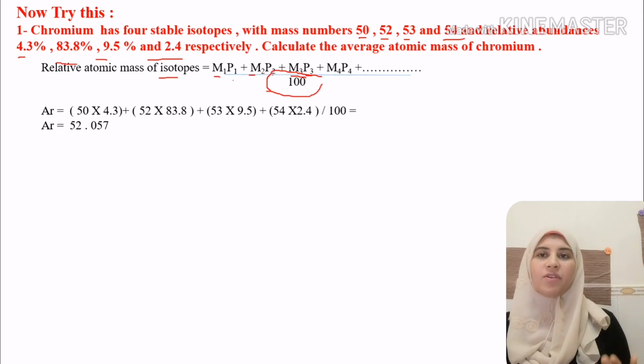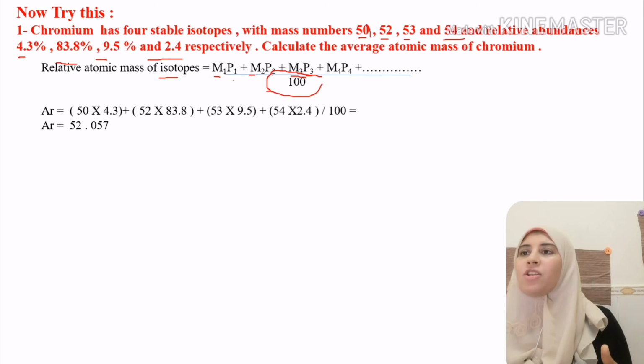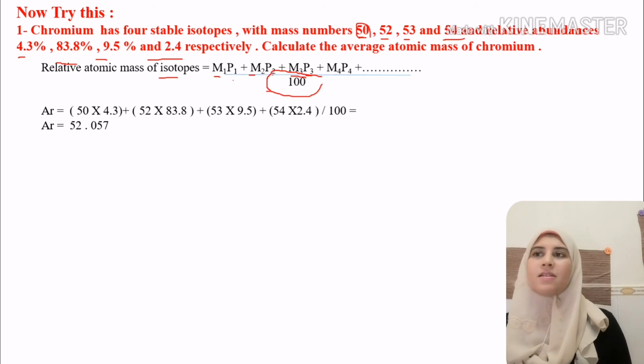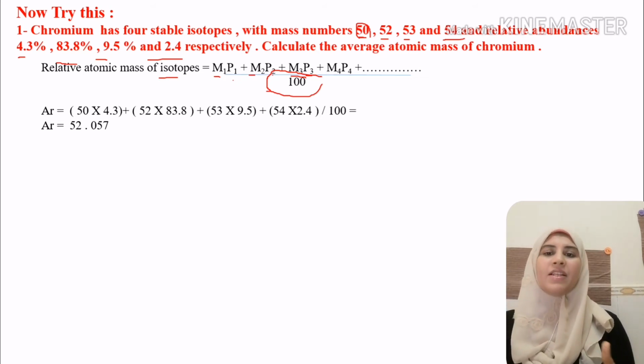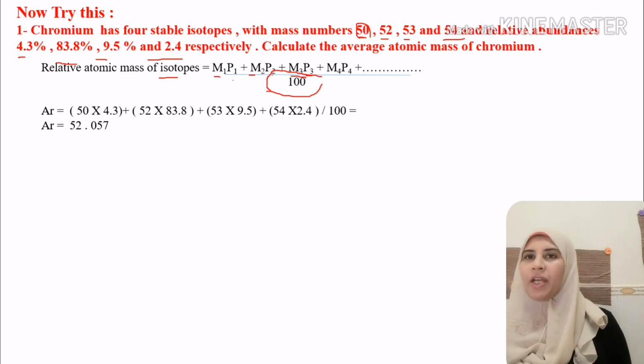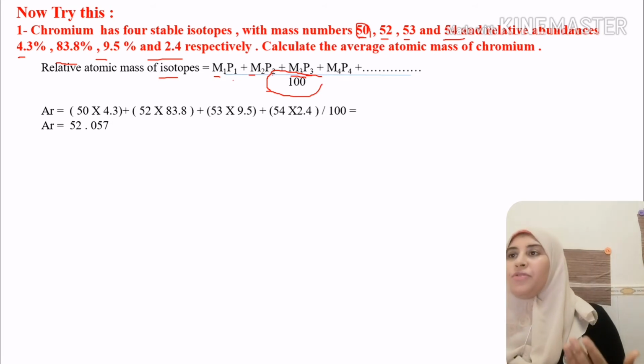So our relative atomic mass equals. Let's start with the first one. Its atomic mass is 50 and its abundance is 4.3, plus second one 52, its abundance 83.8, third one 53, its abundance 9.5, last one, 54.